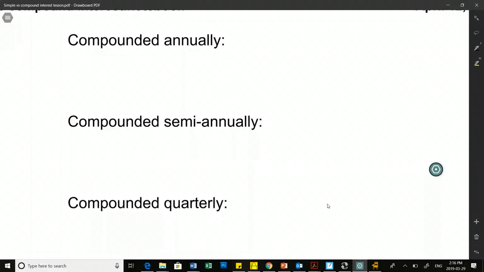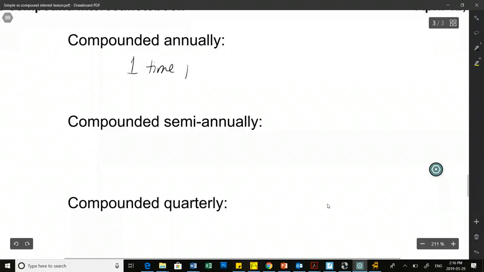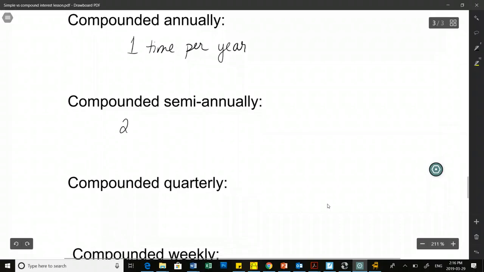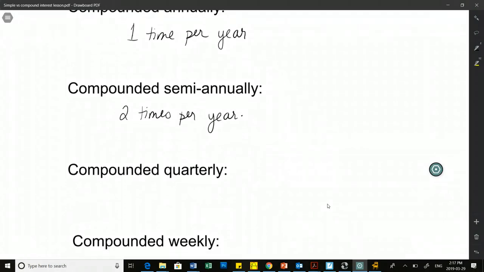A couple things that we're going to be looking for in these types of questions are the variety of compounding periods. We already know we worked with compounded annually. How many times a year is this? Once a year, 1 time per year. Semi-annually, any guesses? Quarterly, 4 times per year.